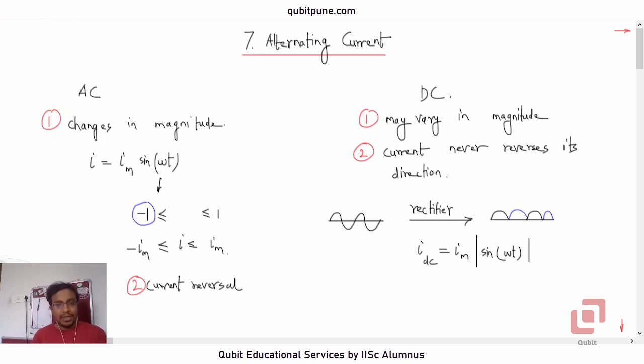And for alternating current in this chapter, and in this course rather, it will always be I equal to Im sin omega t, or sin omega t plus phi, where phi denotes the phase difference between the current and the voltage. Have you understood till this? Yes, okay.